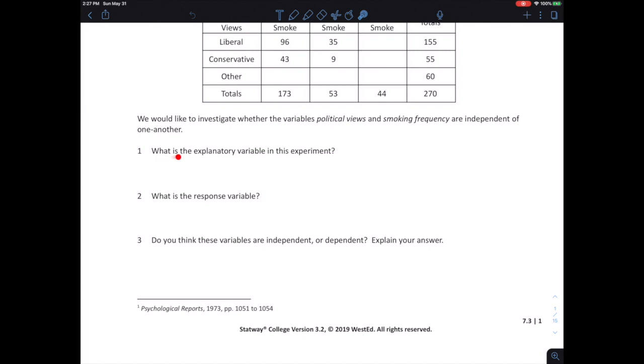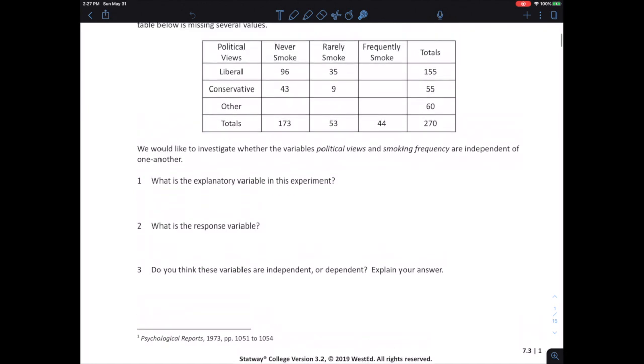Alright, so the first question is, what's the explanatory variable in the experiment? There's not really a right answer to this. Maybe you think that people's political views are more likely to be predictive of whether they smoke pot or not. But I'll go ahead and just go with that. There's not a right answer. You could say the pot smoking frequency just as easily, but here we'll say political views. Okay, and then the response variable is just the other variable, so here it would be pot smoking frequency.